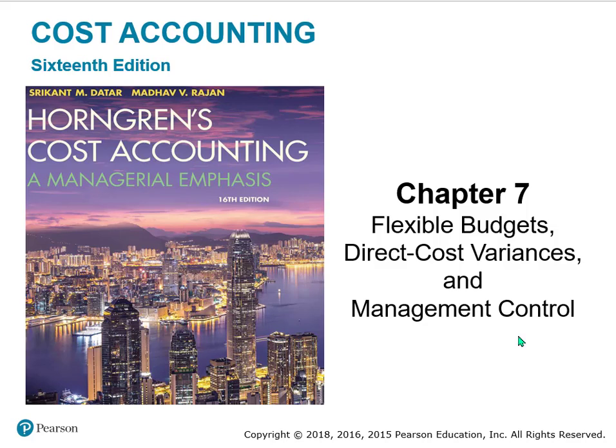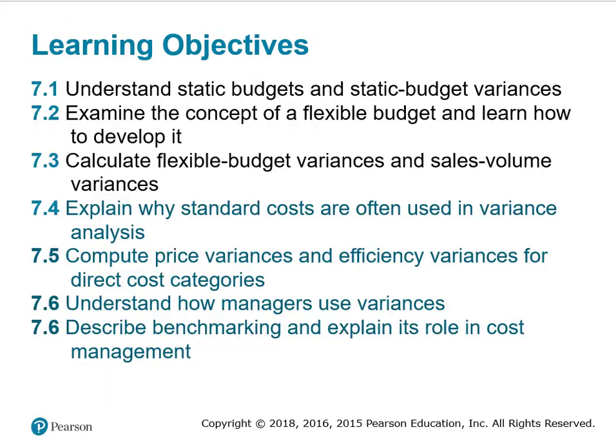Okay, Chapter 7, Flexible Budgets, Direct Cost Variances, and Management Control, and this is Part 2. So we've talked about static budgets and static budget variances, and now we're going to look at a little bit more about standard costs, and we'll compute price and efficiency variances, which is really the major thrust of this. Then talk about how managers use variances and describe benchmarking.